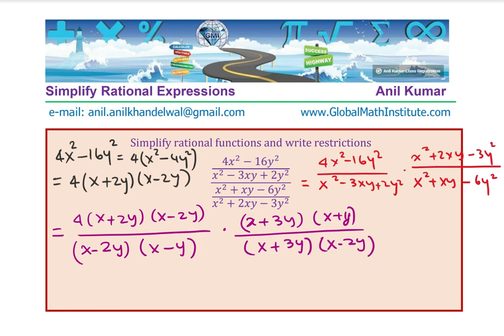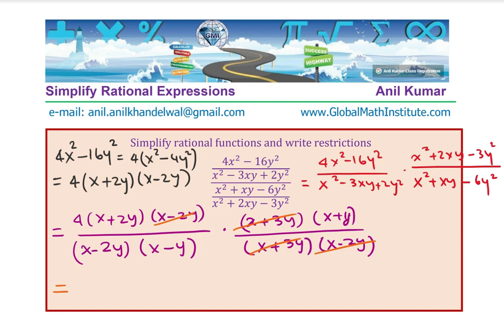Perfect. I'd like you to pause the video, check that these are the right factors. Once you've done that, then you can cancel the factors which are common in numerator and denominator. So x minus 2y cancels. And what else? So x plus 3y also cancels, right? Okay. So we are remaining with x minus y, x plus y, x minus 2y. So that is what remains.